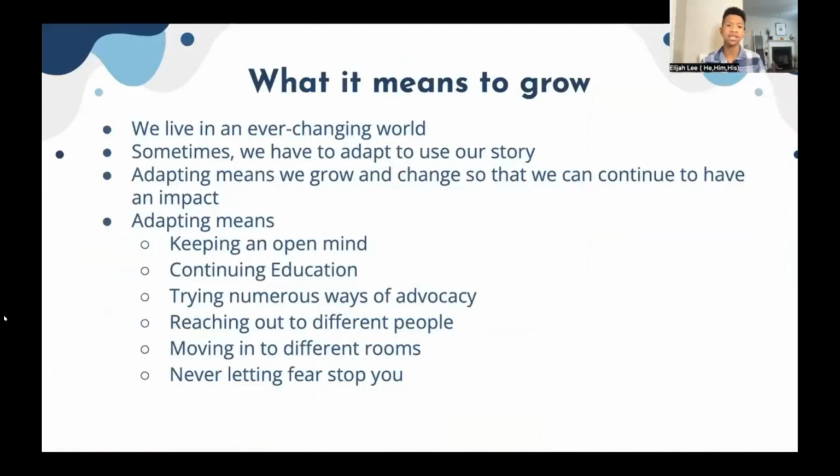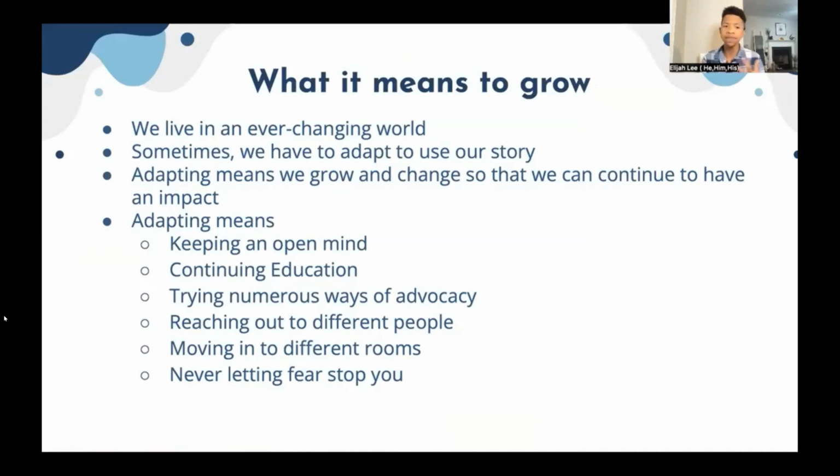And so with that being said, I asked, what does it mean to grow, right? So we live in this ever-changing world. We live in a world that is constantly moving and constantly fluid. And so sometimes we have to adapt, and we have to adapt to use our story. So adapting means we grow and we change so that we can continue to have the impact we need to make the change and to be the change we wish to see.